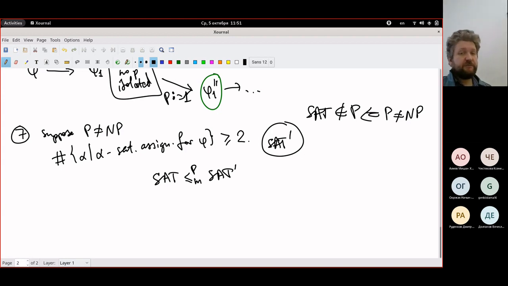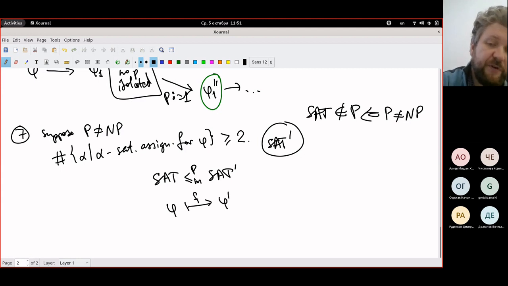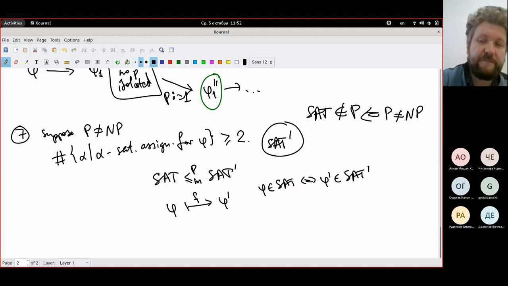So you just have to provide a proper reduction here, as we defined it. Not just say that if a formula is satisfiable in the sense of SAT, then this formula is satisfiable in the sense of SAT prime, but the reduction should be in the backwards direction also. So for a formula phi, your reduction should obtain a formula phi prime such that phi is satisfiable if and only if phi prime is satisfiable in the modified sense. If you manage to do this, you will obtain the solution for problem 7. How can you obtain such a reduction?